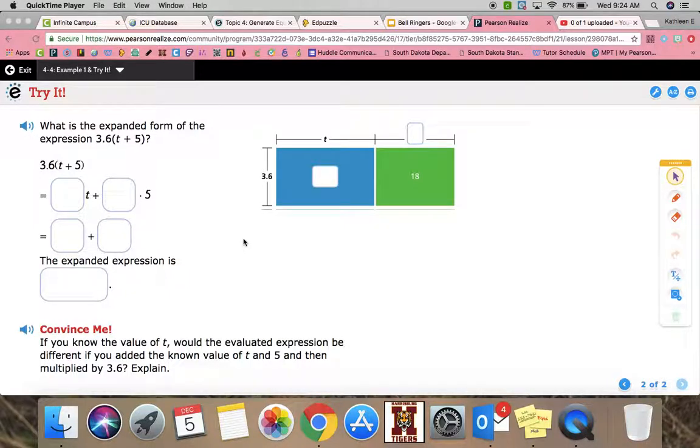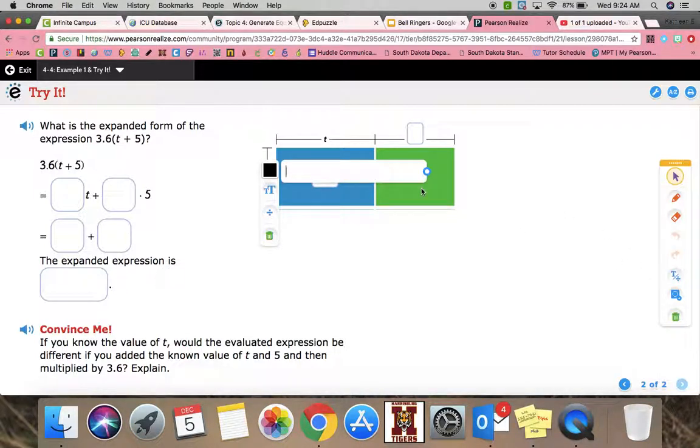Number 4 is called expanding, also called distributing. What we're doing is taking the number directly outside the parentheses and multiplying it by the 2 on the inside. So in this first question, we had 3.6 times t. Well, 3.6 times t is just 3.6t, because t is 1 and anything times 1 is just itself, 3.6t.